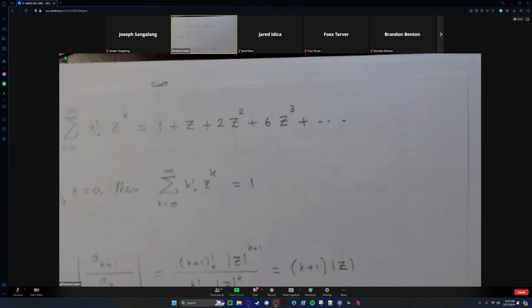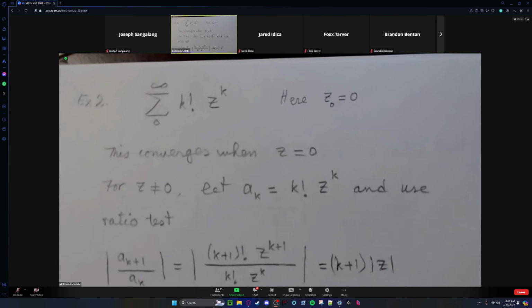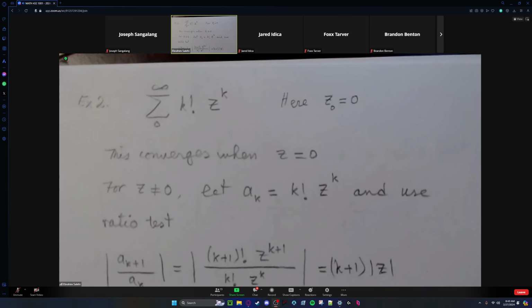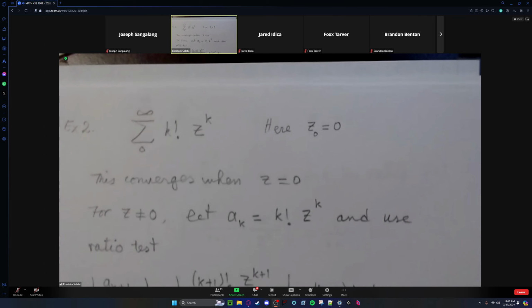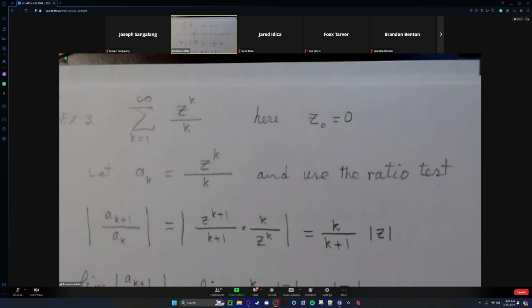Diverges. Good. Well, here is another one. We discussed this one. As I said, this is a quick review. So here is another one.